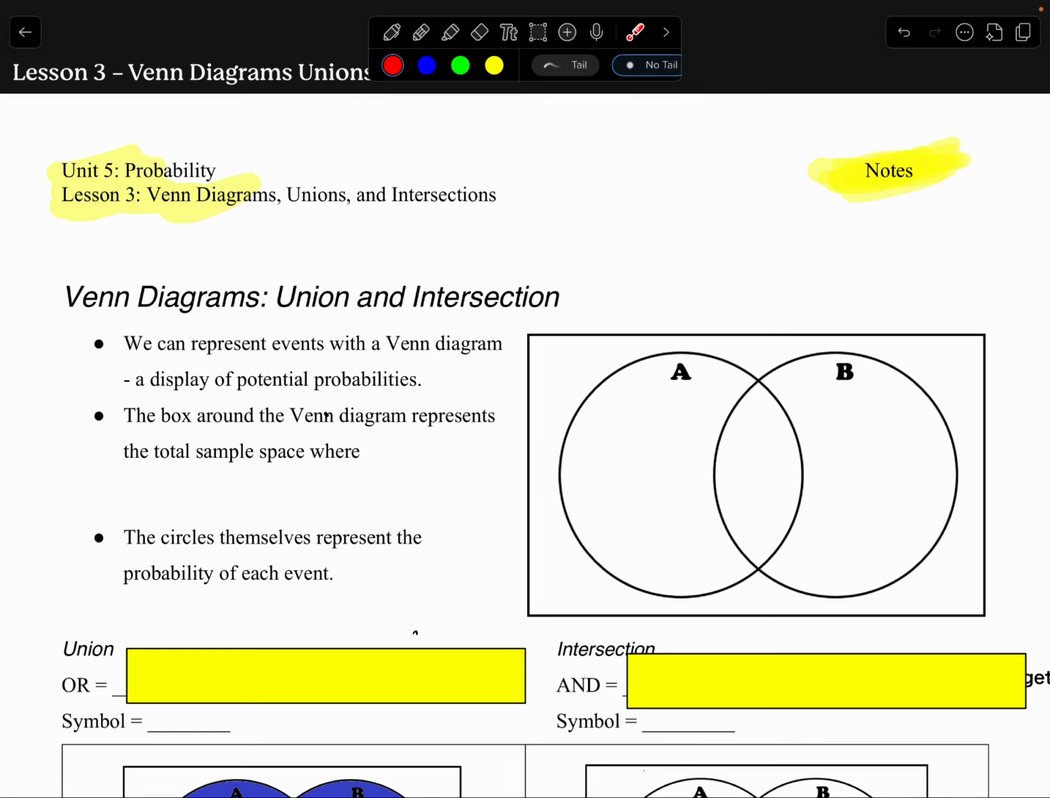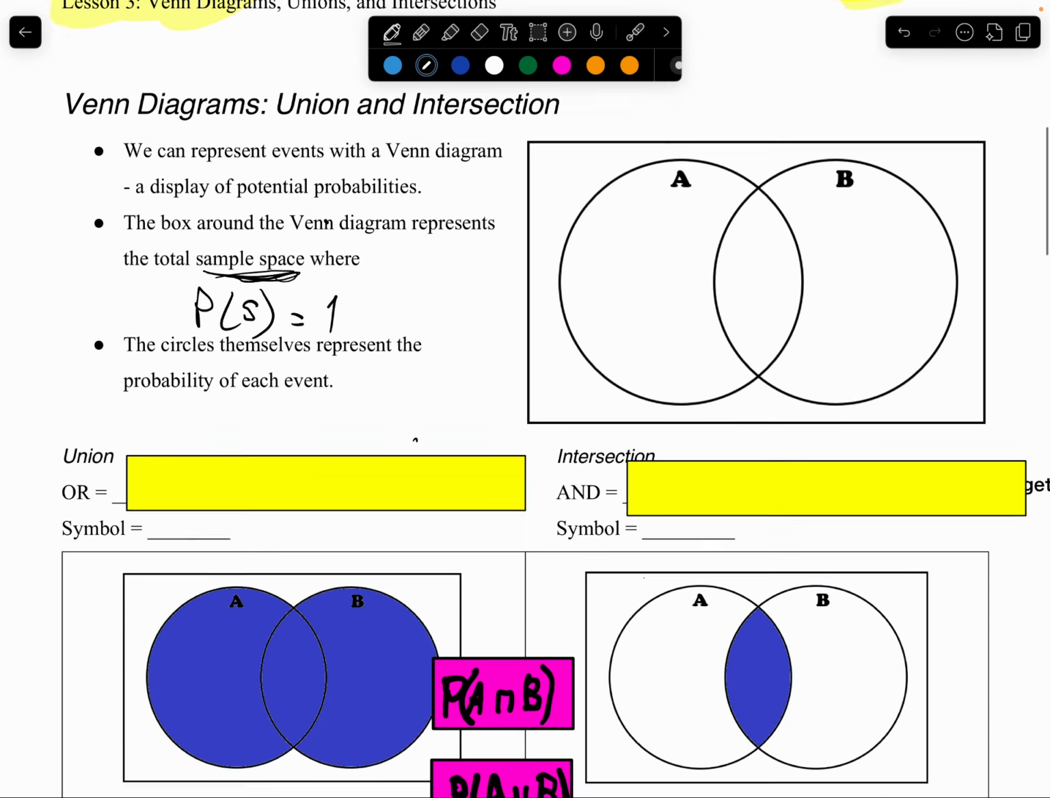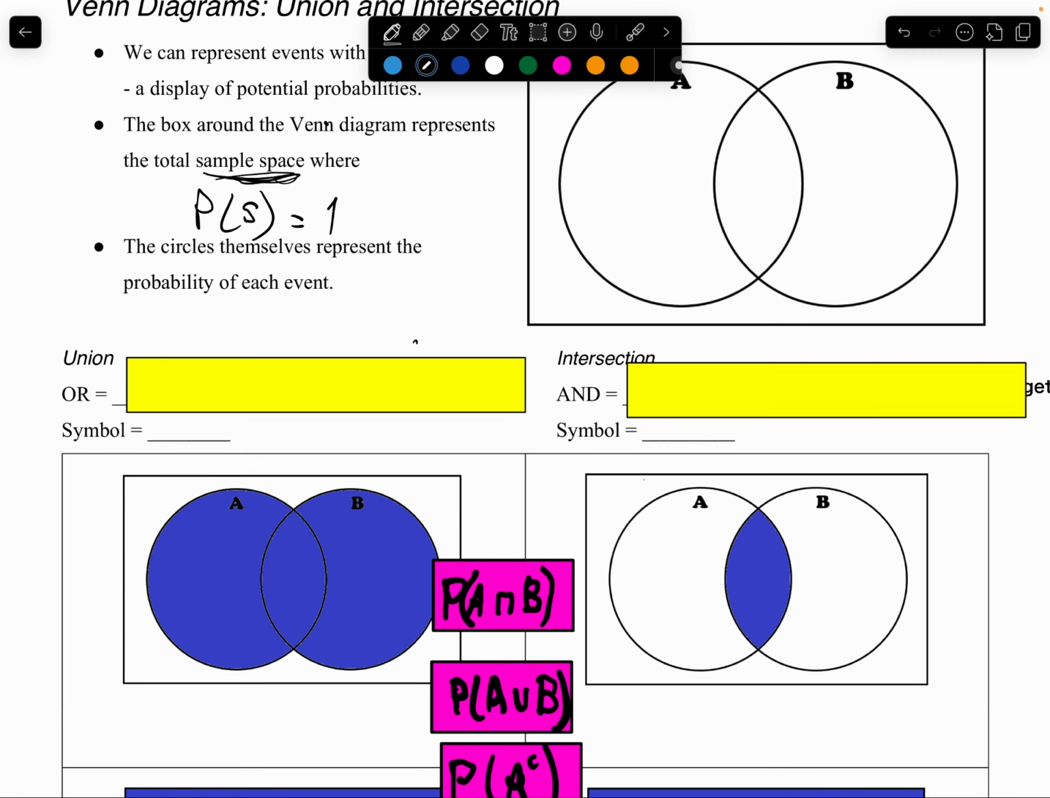And this whole thing is called the sample space. Sample space is everything. So the probability that something's inside this rectangle is 100%, or 1, as we'd say in probability, 1.0. The whole thing. Nothing else is possible. Okay? The circles themselves represent the probability of each event. There are 2 things that can happen here, the A thing and the B thing. We'll do a word problem in a second.